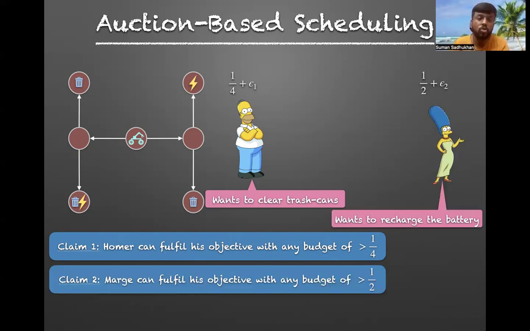Similarly, Marge, who only cares that the battery gets charged in time, doesn't know about the other objective. So if we give Marge a budget of more than half, we know that Marge can satisfy her objective. So you can say that the sum of these two budgets is less than 1, and this is an ideal situation to compose them.